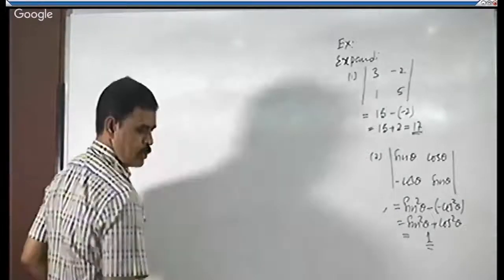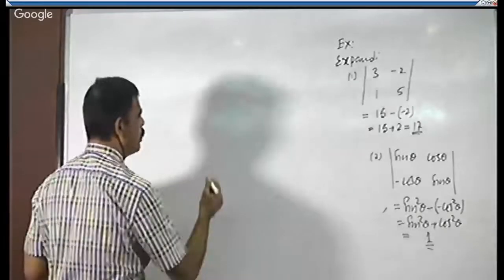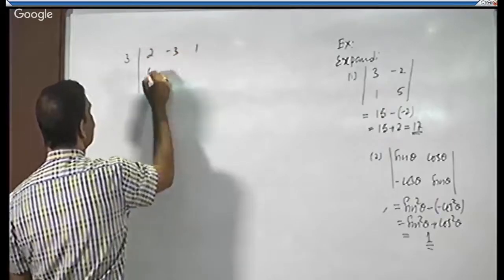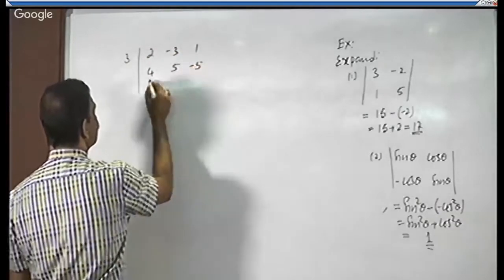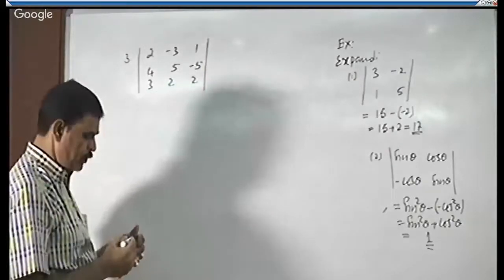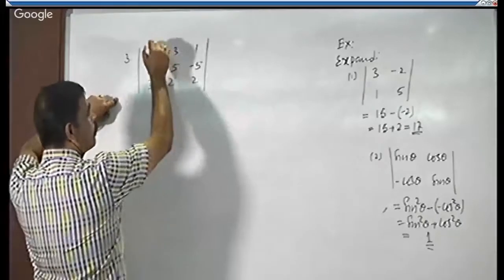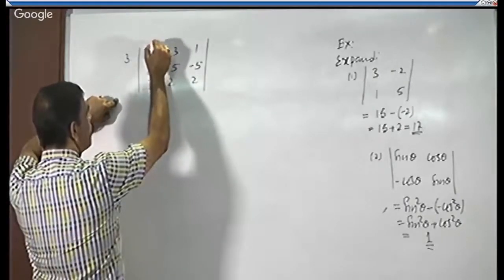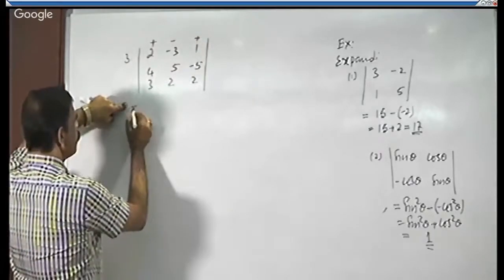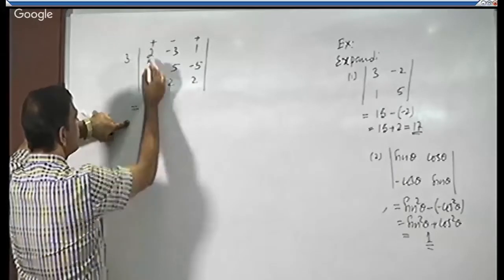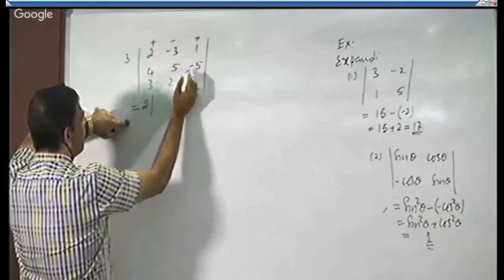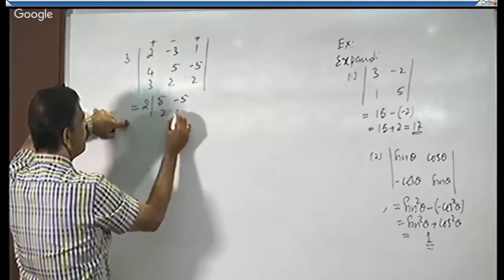I will take a third order determinant: 2, minus 3, 1; 4, 5, minus 5; 3, 2, 2. Get the value of this determinant. For a third order determinant, you put the standard signs over the first row. The determinant is equal to 2 into, leave the corresponding column and row, the remaining elements 5, minus 5, 2, 2.